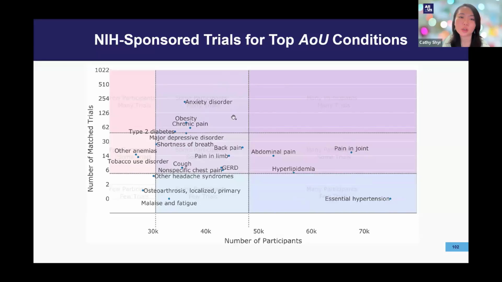Now, moving on to the top middle panel, we see that we have a lot of individuals, pretty well represented, who have anxiety disorder, but at the time that this study was conducted, we saw a lot of matched trials. So that represents an area where there was a lot of investment into the trial portfolio for anxiety disorder.